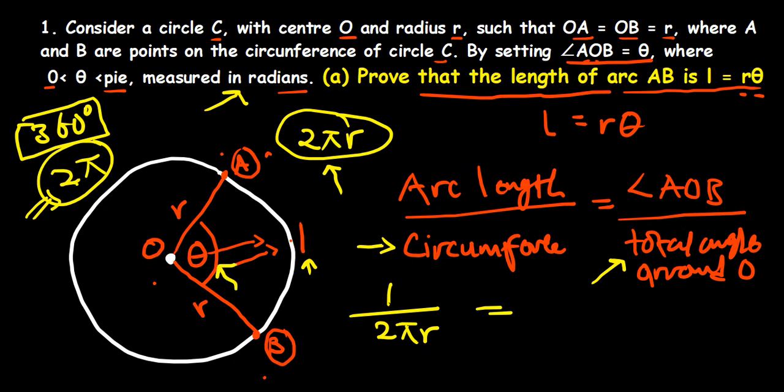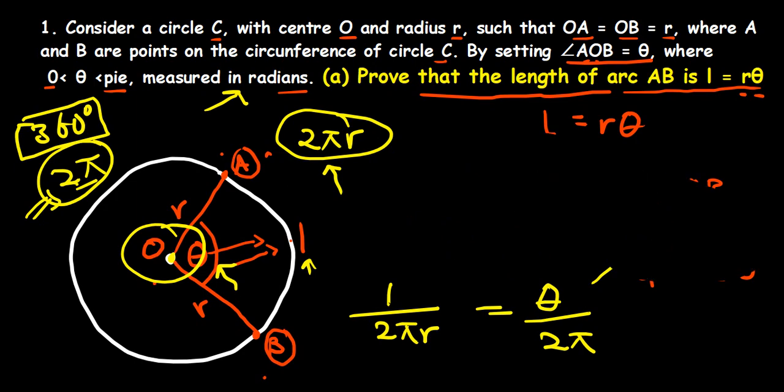So I'm going to write theta there, divided by the total angle around this circle O. It's just what? 2 pi. So we're going to write 2 pi there. And then from here we can make this L the subject of a formula. Or you can say you multiply both sides by 2 pi. That's fine.